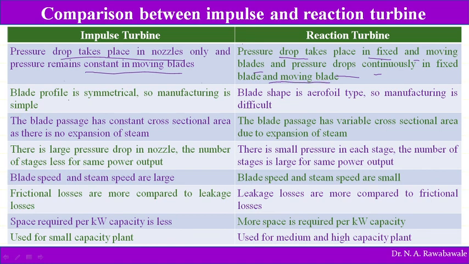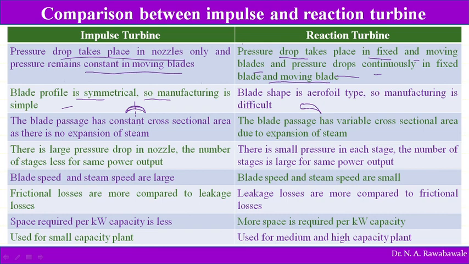Then blade profile is symmetrical, and so manufacturing is simple. The blades of impulse turbine are of symmetrical shape. This kind of shape is there, that we have seen in previous class. So it is symmetrical about its axis. It is simple to manufacture, whereas blade shape of reaction turbine is of aerofoil shape. So these are not symmetrical. Manufacturing of these blades is not so easy.